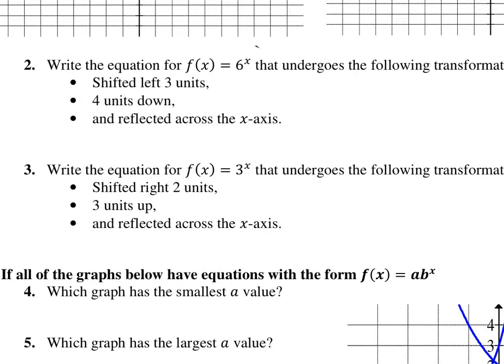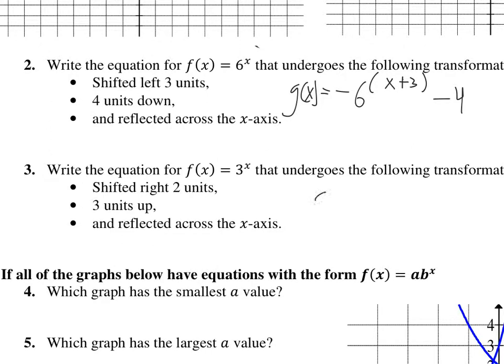All right, number 2. Okay, so we're going to shift this here. We're going to shift it left 3. So we've got g of x, we'll give it a different name, equals. Left is going to be inside the exponent here, so that's going to be x plus 3, because it's opposite from what we'd expect. It's going to go down 4, so that's going to be minus 4 out front. And it's going to reflect across the x-axis, so that's a vertical flip, so that's a negative out here.